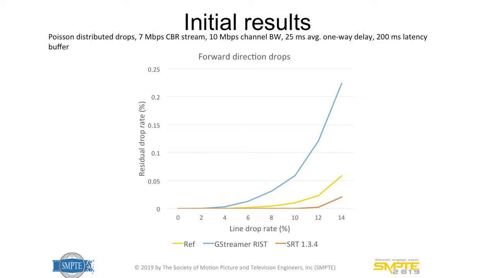And we can see that SRT is doing the best. It's the red line there at the bottom. It's doing perfectly or almost perfectly up to and including 12% line drop rate. The reference is doing not quite as good, and the GSM RIST is not doing very well at all in comparison. So based on this, you might conclude that SRT is the way to go, right? Well, let's look a little bit further before we decide.